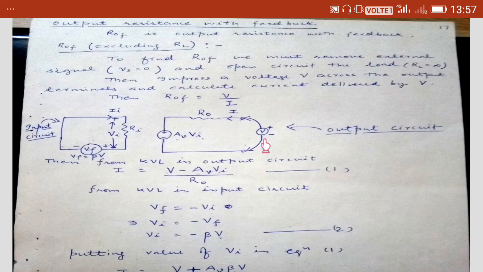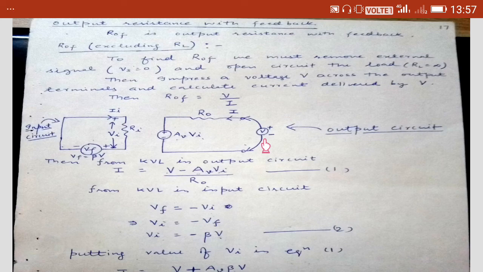Okay, so how can we find the value of I? Just apply KVL in the output circuit. By applying KVL in the output circuit, I will become what? V minus small v Vi upon R naught. Okay, this is our equation number 1.